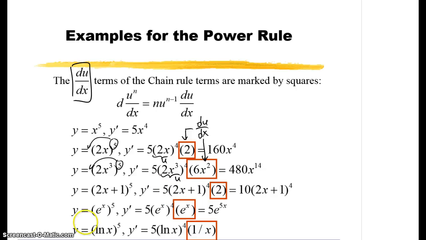Okay. Finally, here's an example with e to the x. We have e to the x, the whole thing raised to the fifth power. Well, this is still a function raised to a power. So the derivative is 5 e to the x to the fourth power times the derivative of e to the x. That's just e to the x. Remember, the derivative with respect to x of e to the x is just e to the x. That's how we get 5e to the 5x power. And finally, if we have ln of x as our u raised to the fifth power, the derivative of that is 5 ln of x to the fourth power times the derivative of ln of x, which is 1 over x, as you remember from earlier. That's how we get that answer.